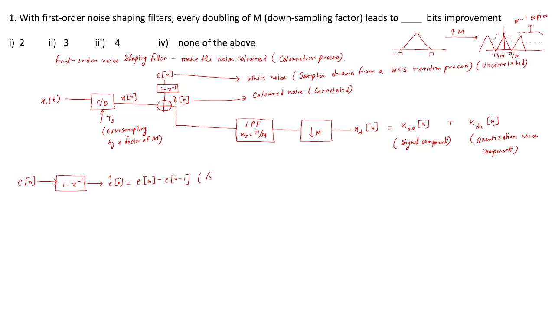So that's how it becomes correlated. This is simply a first order difference, so it makes it dependent on the previous samples. This leads to correlation, and of course that means you have colored noise, coloration of noise.